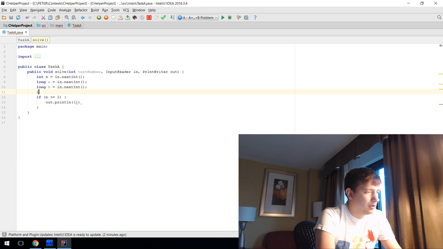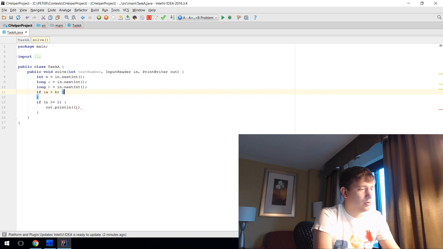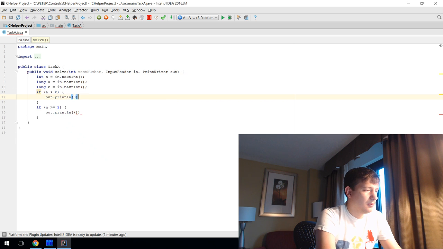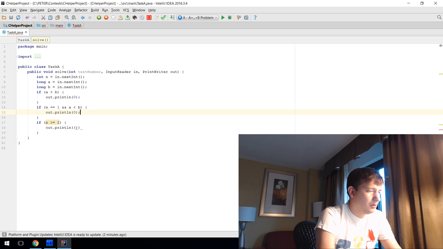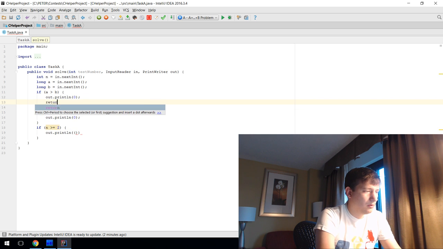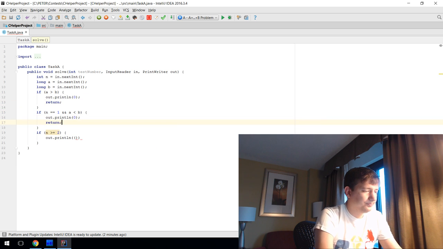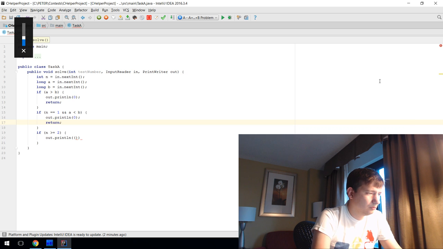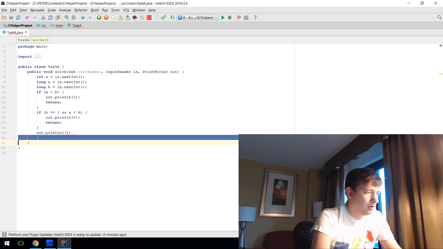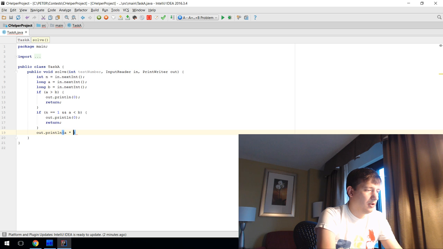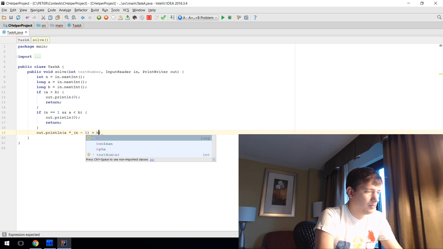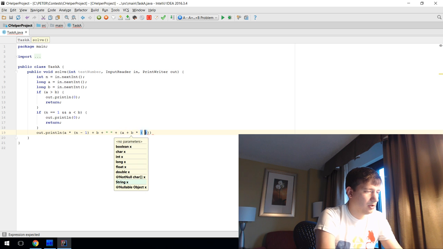Oh no, there's another trick. If a is more than b, then we should print 0. Or if n equals 1 and a is less than b, we should print 0. Otherwise, we should print a times (n minus 1) plus b, plus a plus b times (n minus 1).